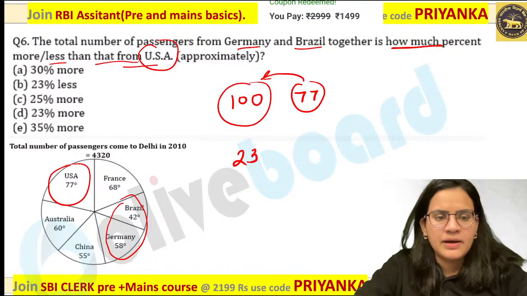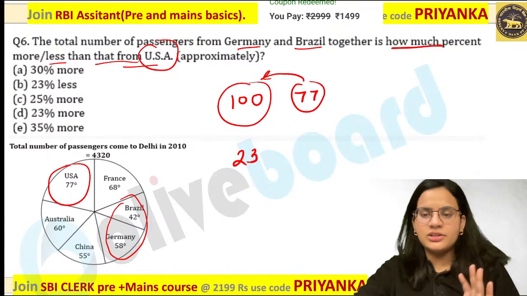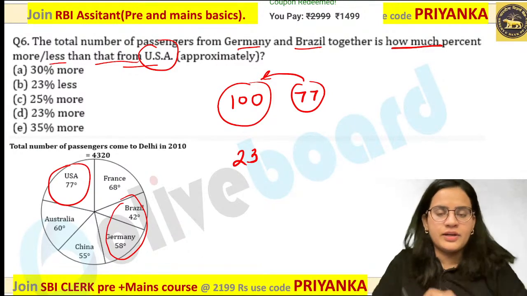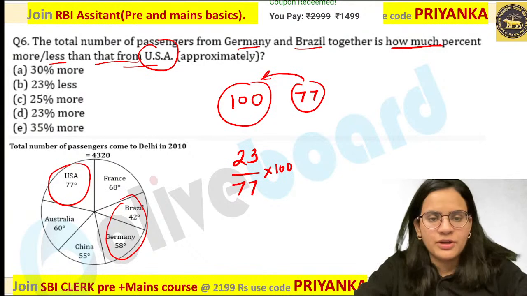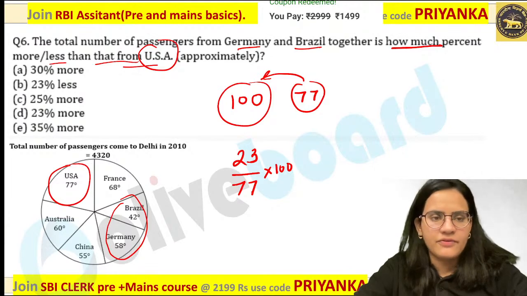Now please remember a thumb rule: whatever is coming after "than" will be your denominator. So this is 23 upon 77 into 100. This is what is going to be your answer over here. Yes, 23 by 77 into 100 is the perfect expression.